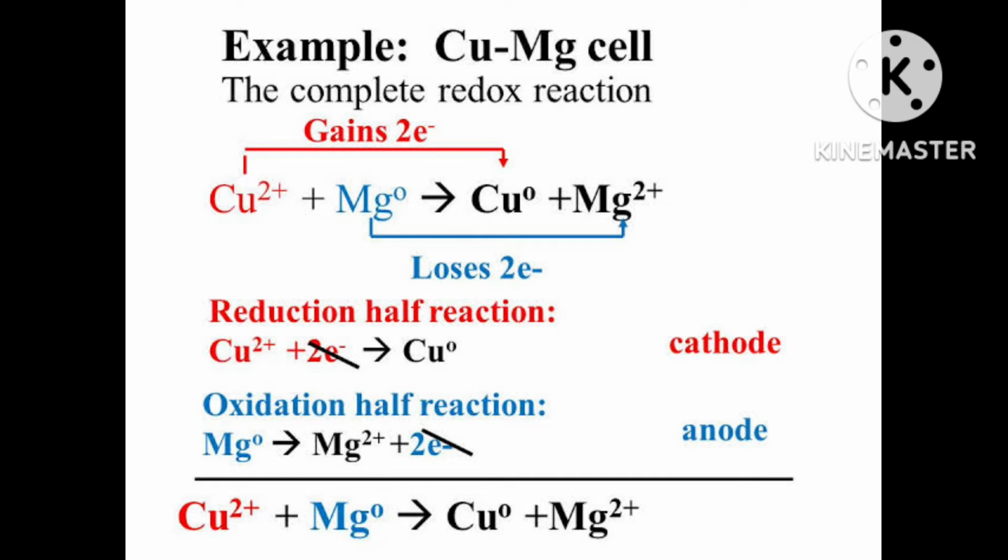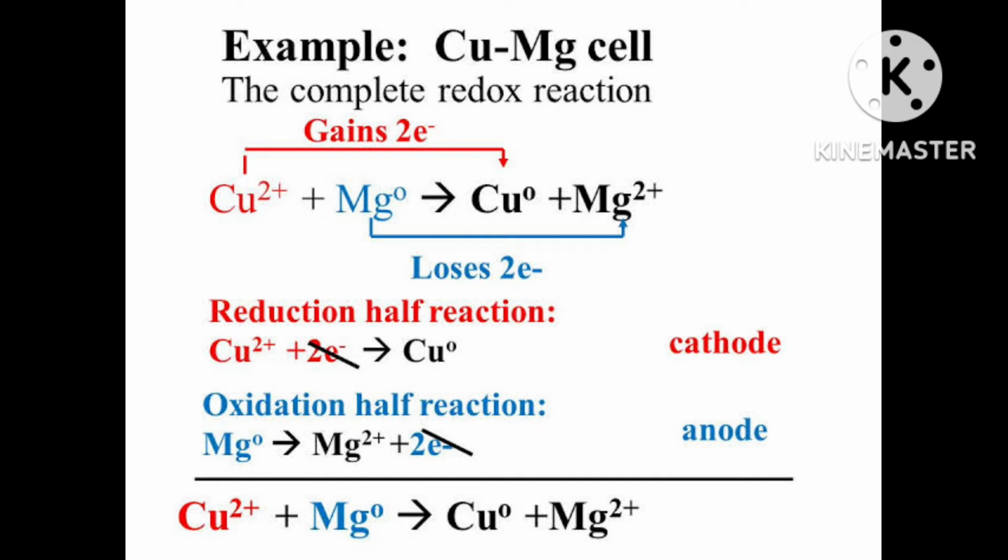In the same way, all other reactions will also take place. But sometimes you have to balance the electrons. Here it was okay: 2 electrons lost, 2 electrons gained. But in some reactions you will find that in the oxidation process 3 electrons are lost, and in the reduction process only 2 electrons are taken.